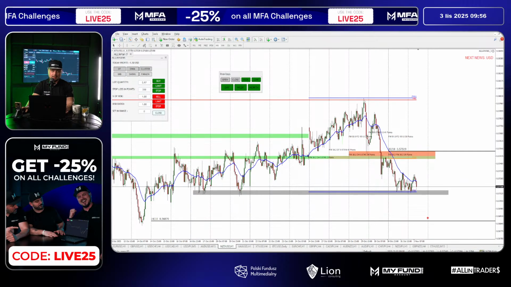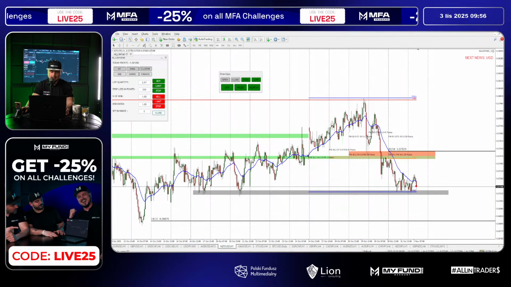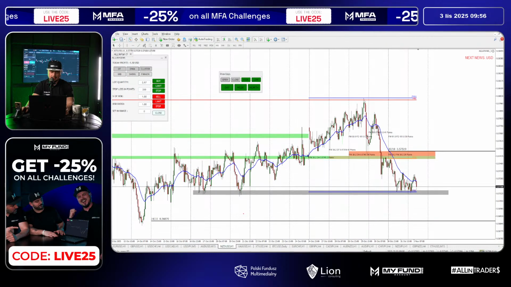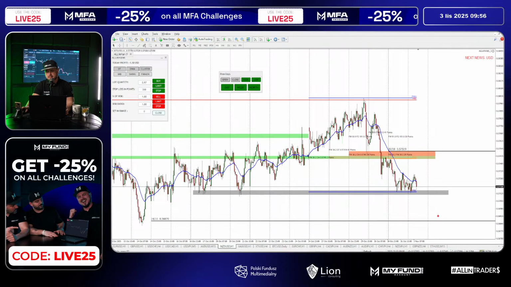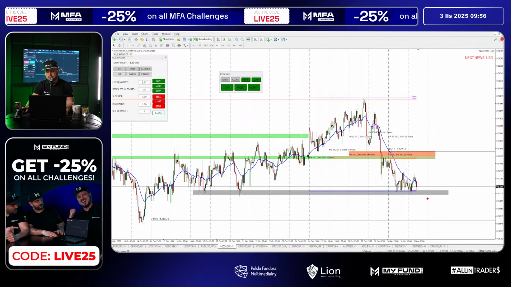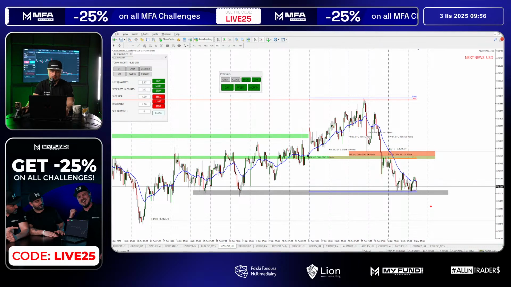So I'm gonna make a plan, and if I'm gonna see that the price is reacting at those certain points, I will place my order. If not, I will leave it. Okay, I don't need to open the trade every single day.